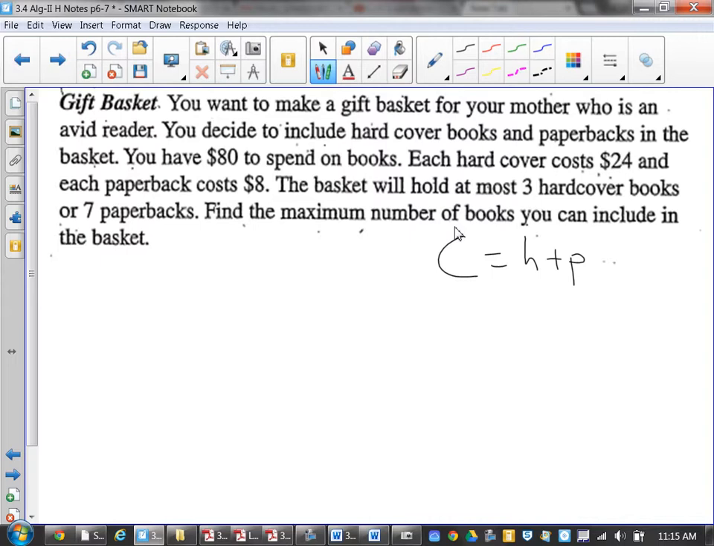I'm thinking that's a weird shaped basket if it holds 7 paperbacks and 3 hardcovers. Those are some big books. So can you write 7? Did you get 8? So here's what happens.